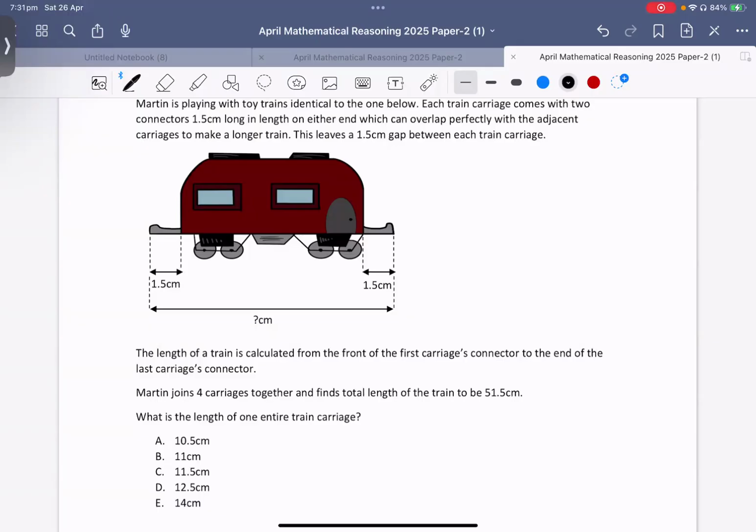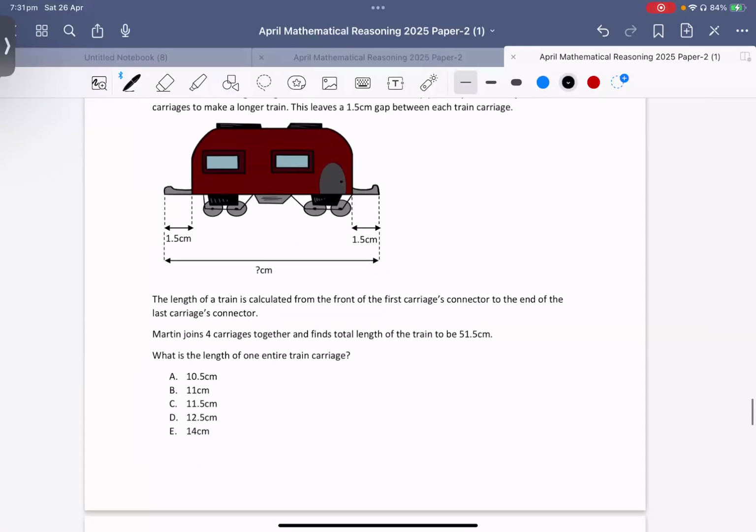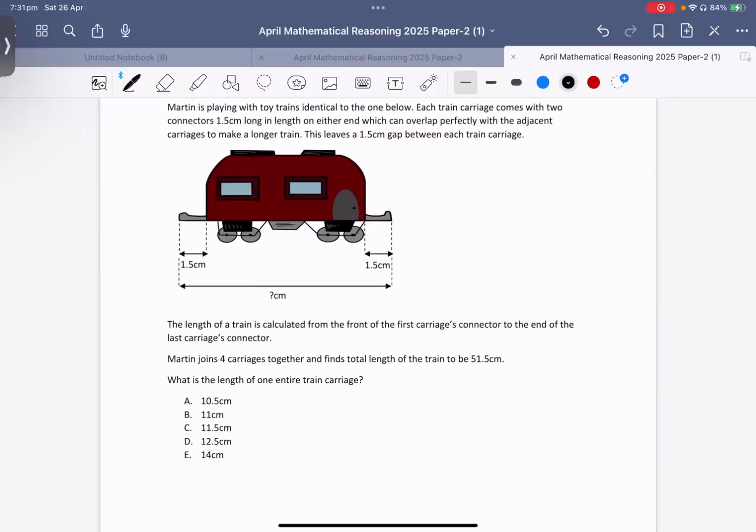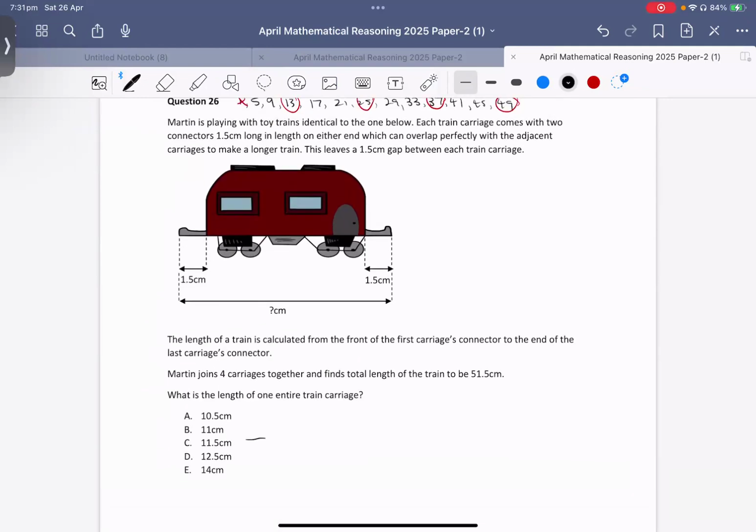And it says that Martin joins 4 of the carriages together and finds a total length of the train to be 51.5. So hopefully from this you can see that the train here would look like this. So we would start with the main part of the carriage, then we would have a connector with another main part, a connector with another main part, and a connector with another main part, right? And a little bit on the end. We know each part of this connector is exactly 1.5 centimeters long. 1.5, 1.5, 1.5, right?